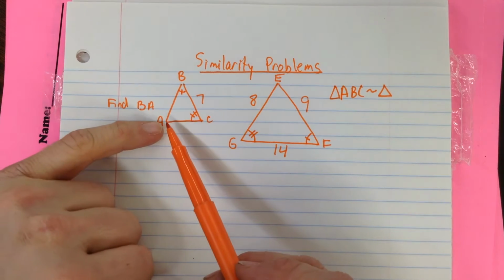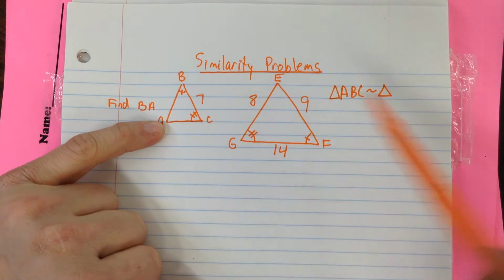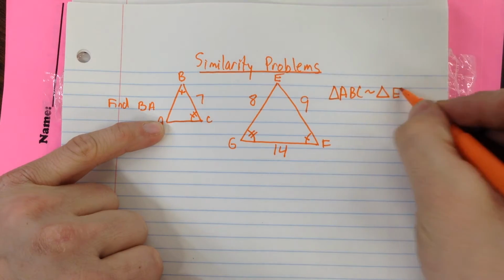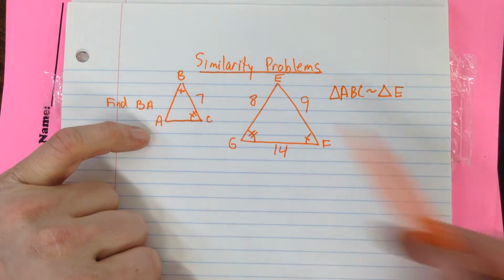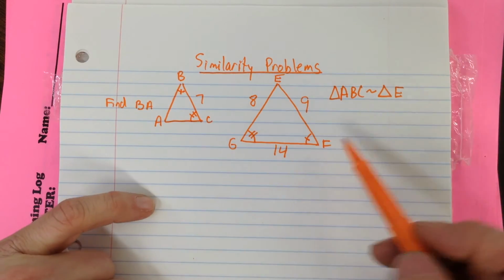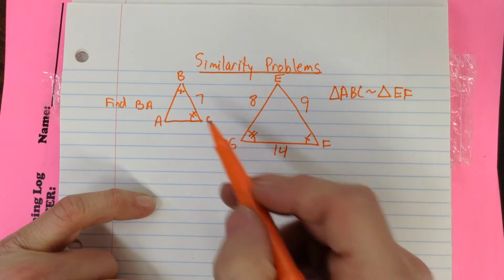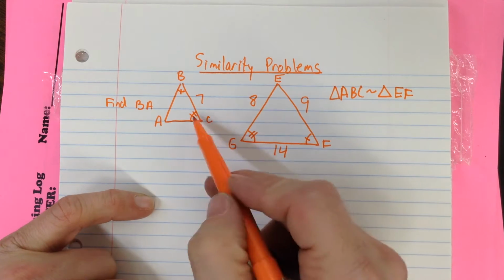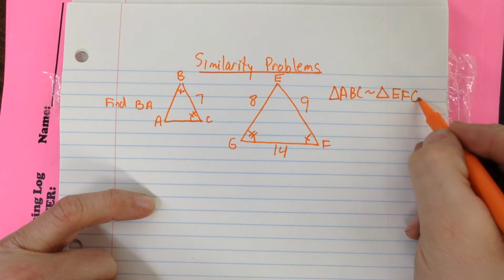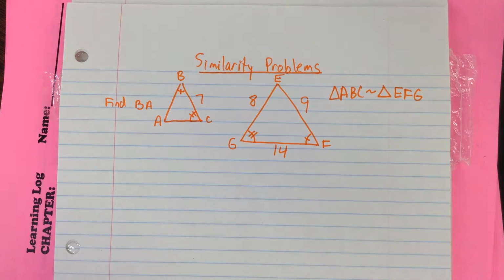So angle A is the unmarked angle. That should match up with E, the other unmarked angle. Angle B is one tick mark, and that's going to match up with angle F. And angle G is marked with 2 as well as angle C, so it's going to go E, F, G. They don't always go in alphabetical order. You have to double check that everything matches up. This is just a coincidence.